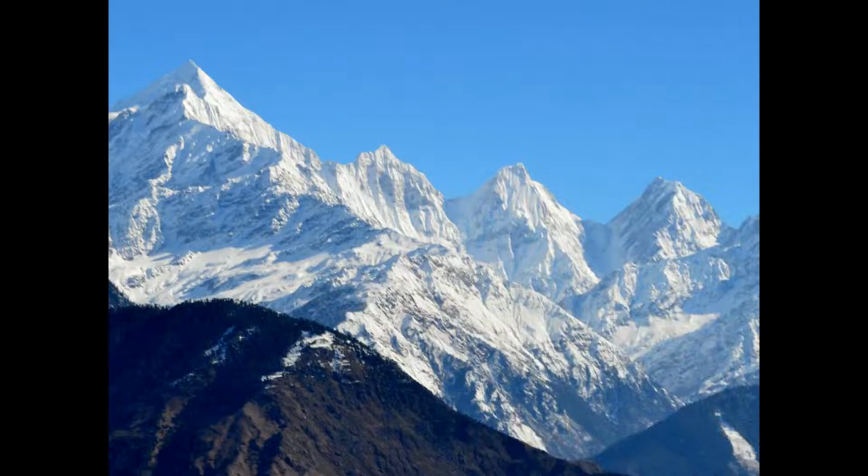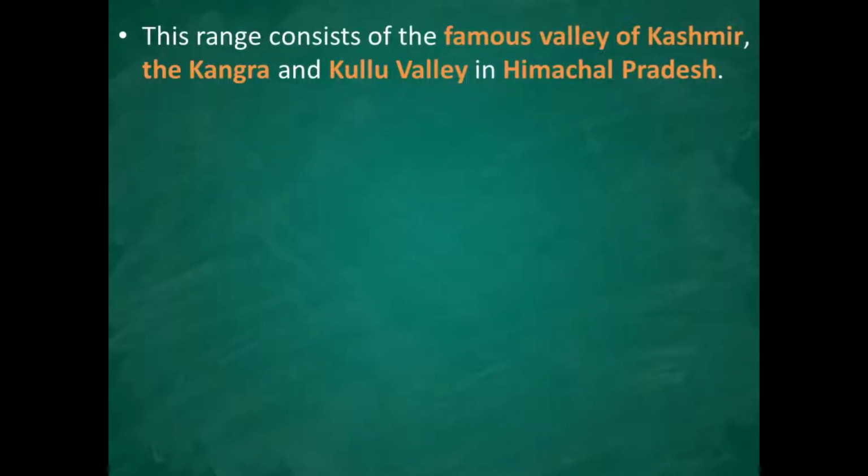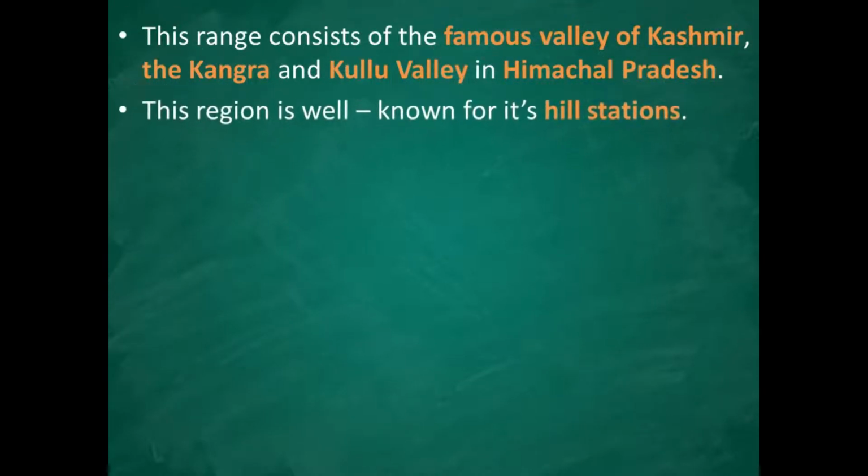This is the picture of the Himalayan Mountains. This range consists of the famous valley of Kashmir, the Kangra and Kullu Valley in Himachal Pradesh. This region is well known for its hill station.